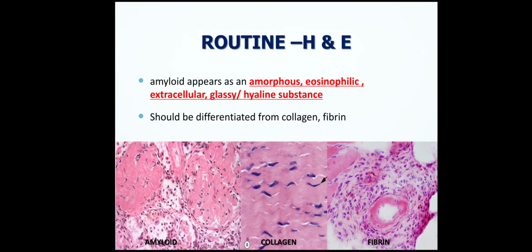So the differential diagnosis for amyloid on H and E staining are collagen and fibrin. So collagen and fibrin also have the amorphous eosinophilic appearance.